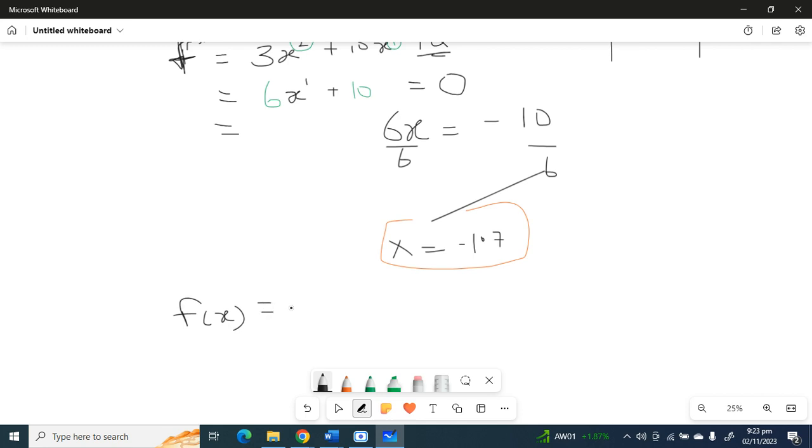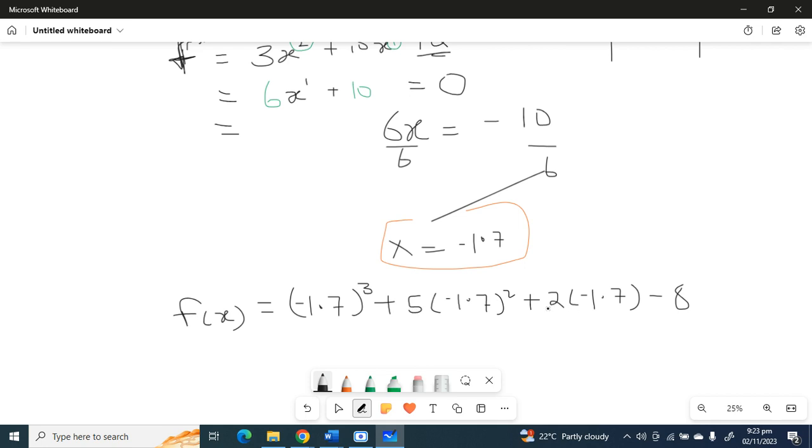So we have negative 1.7 cubed plus 5, open brackets, negative 1.7 squared plus 2 times negative 1.7 minus 8. Okay, so we've taken this and put it into the original function.